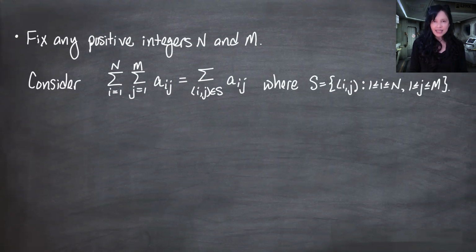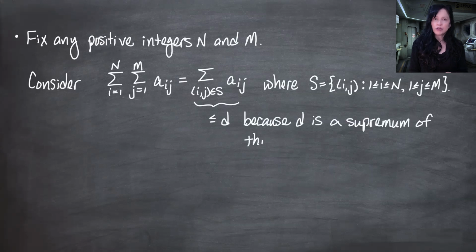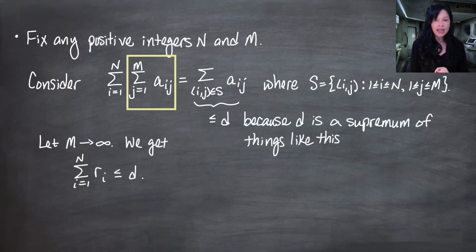And this is going to be less than or equal to D, because D was defined to be a supremum of things like this over many more subsets of the natural numbers crossed with the natural numbers. So this is less than or equal to the supremum when you're looking at this over potentially other S sets. So I'm going to let M go to infinity. That means the sum in here is going to go to R sub i. And we're looking at the sum as i goes from 1 to capital N of R sub i as less than or equal to D.